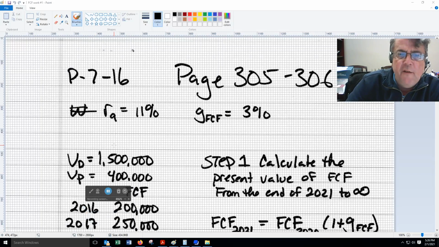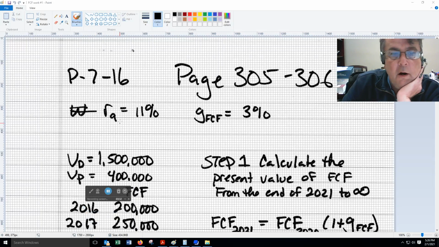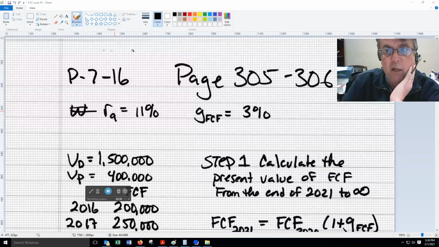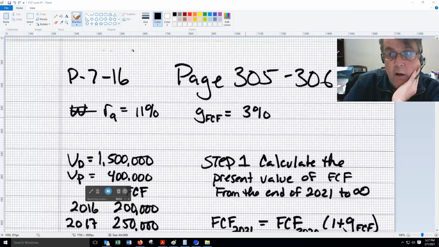I started filling out my variables. Always put your variables down first when you're doing any kind of a math problem, especially in finance. RA, that is our weighted average cost of capital, and they estimated that at 11% for Neighbor Industries. And then we have our free cash flow growth rate after the first 5 years, from 2021 on, of 3%.